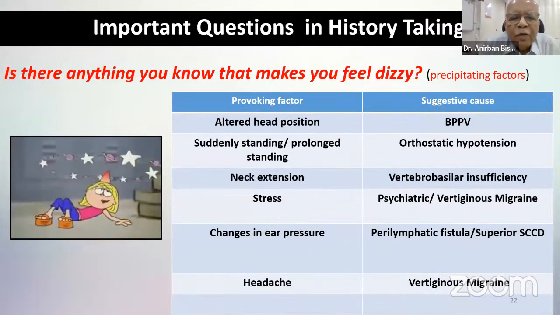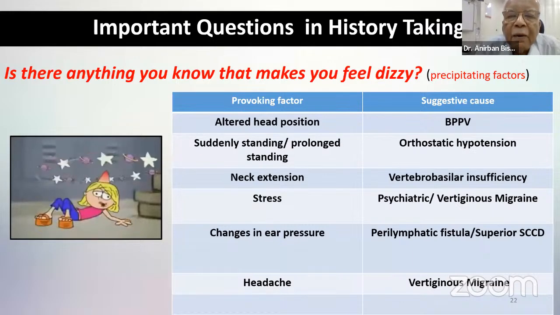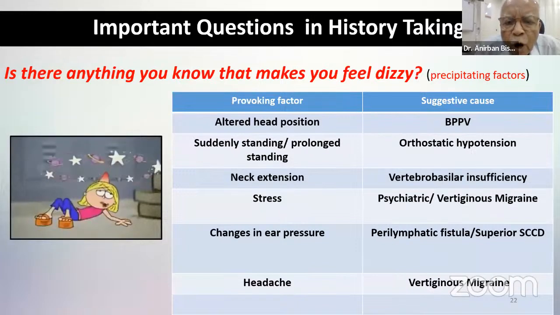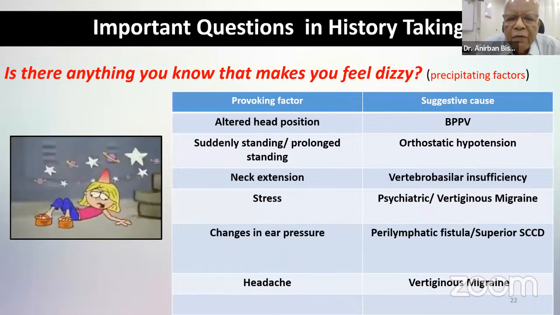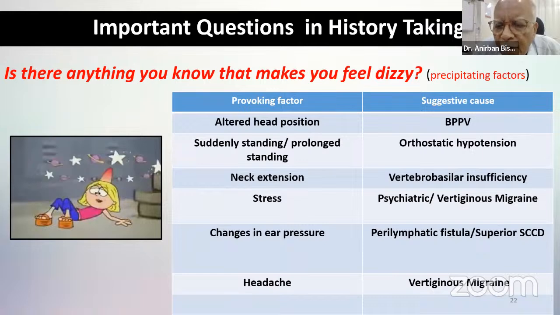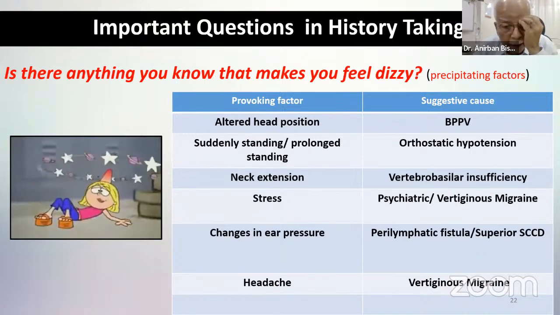Now, also ask what was the provoking factor. If any altered head position is causing it, that means when I'm getting up from bed, lying down in bed, or turning on the side, I'm getting it, it is BPPV. If it occurs on suddenly standing up from a sitting position or on prolonged standing, it is orthostatic hypotension. If neck extension is causing it, then it can be a vertebrovascular insufficiency. If stress is inducing it, it can be a psychiatric or psychogenic vertigo or functional dizziness, or a vertiginous migraine. If changes in the air pressure is causing it, it can be a perilymph fistula or a superior semicircular canal dehiscence.